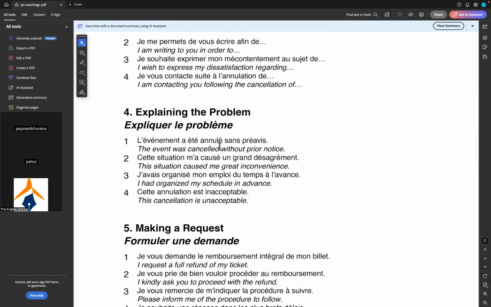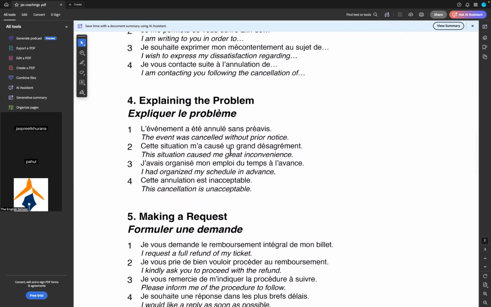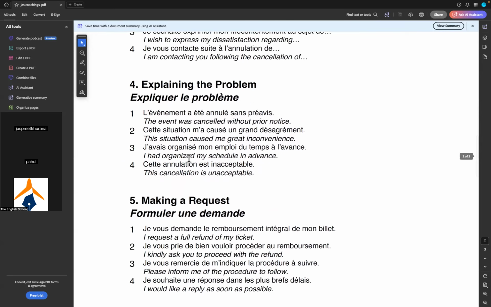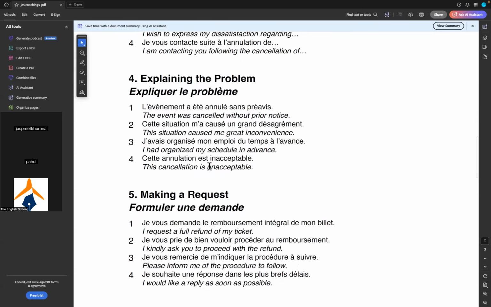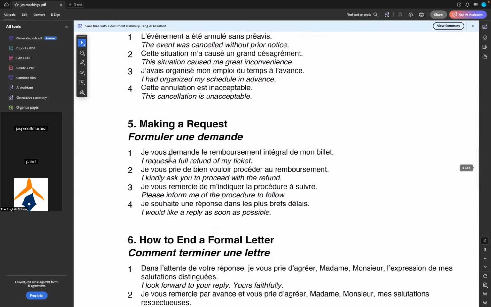L'événement a été annulé sans préavis. Cette situation m'a causé un grand désagrément. J'avais organisé mon emploi du temps à l'avance. You can yourself read the English translations one by one. Cette annulation est inacceptable. Okay.